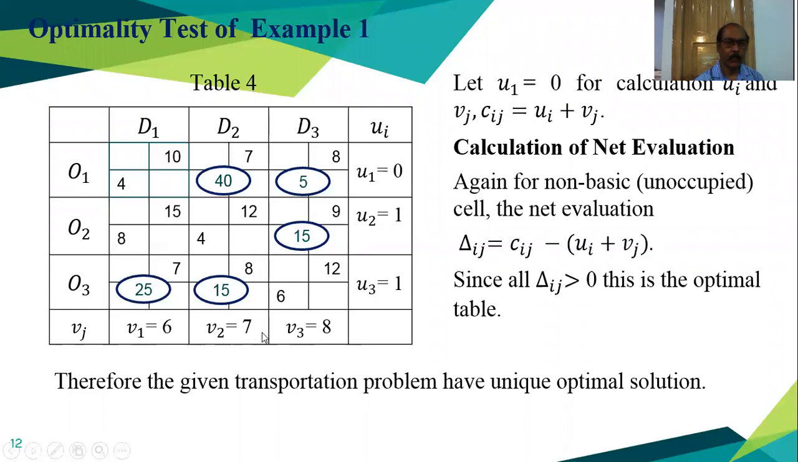Now as soon as we got V2 is 7, what would be the value of U3? U3 plus V2 is equal to 8. V2 value is 7, so obviously U3 is equal to 1. When U3 is 1, we can move to this allocated cell.